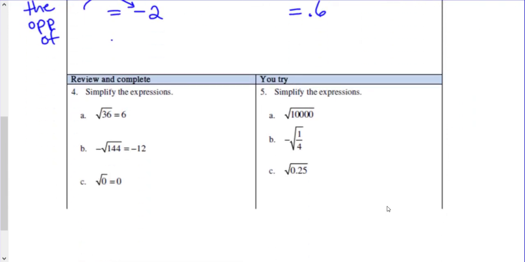All right, we can simplify the expressions. The square root of 10,000. What do you think it's going to be? Well, that would be equal to 100.